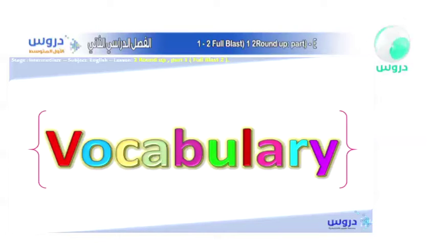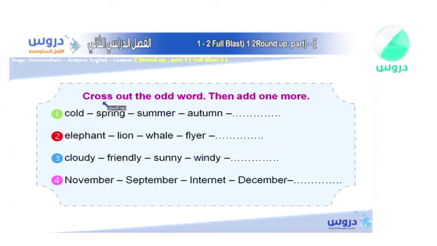Okay. So first of all, we have some vocabulary over here, as you know. Let's go and remember them together and answer the question. Okay, so it says here, cross out the odd word, then add one more. So what is the meaning of the whole sentence here? What is the meaning of this odd word? What do we mean by that? Odd word, it means a word that is not within the group.